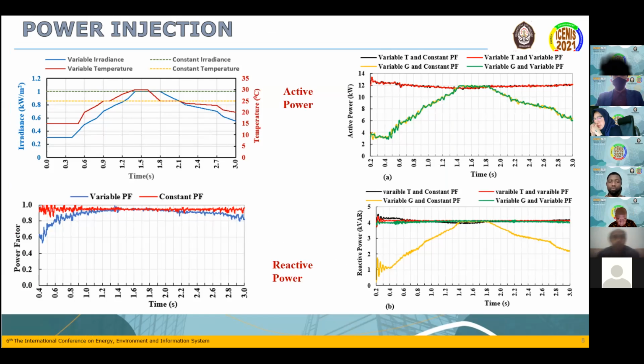We can see that when we maintain the power factor constant, we derive the maximum reactive power from the grid, as we can see from this graph indicated with the yellow column. In the next case, we try to maintain the reactive power constant. In this case, the power factor varies as the active power varies, as we can see from these two graphs.